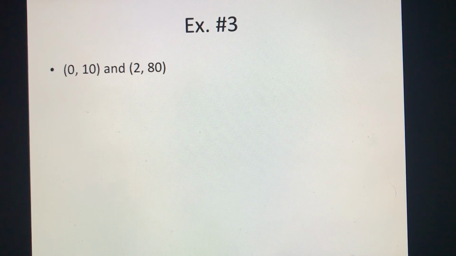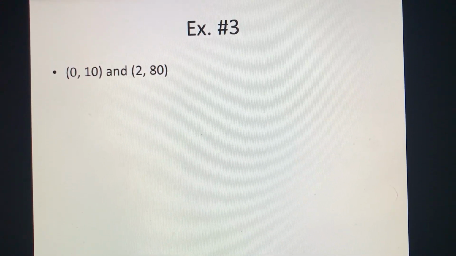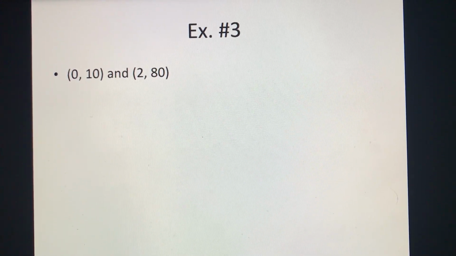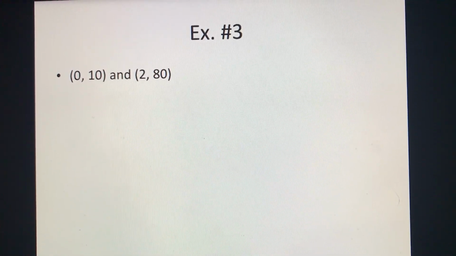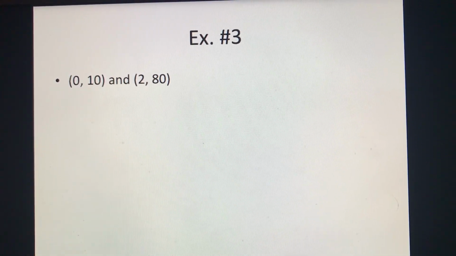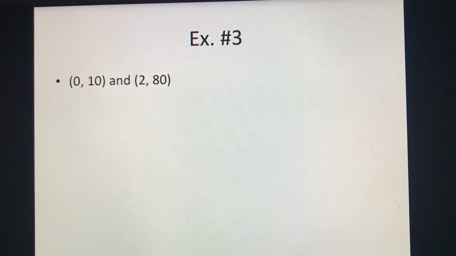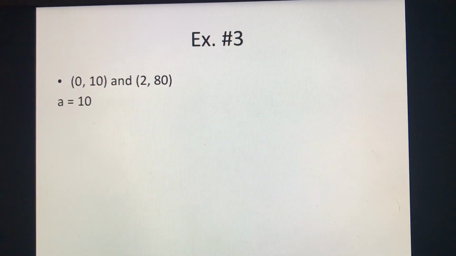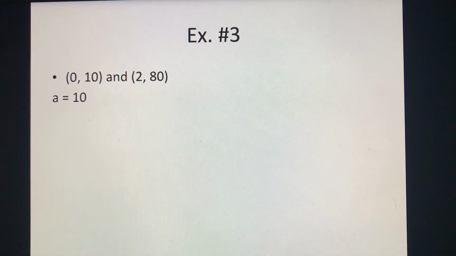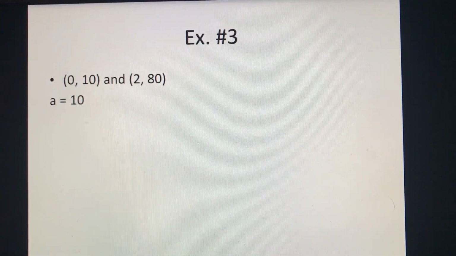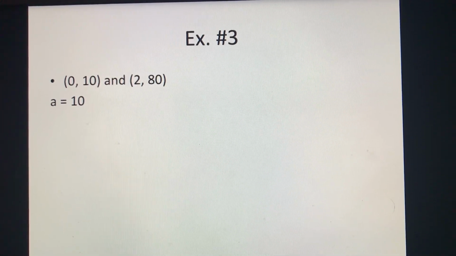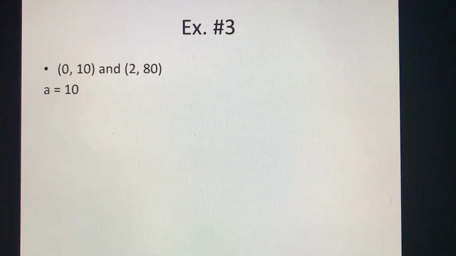You have the points (0, 10) and (2, 80). As we can see, there is an initial value, a y-intercept, so we have our value of a. When x equals 0 in this case, y equals 10, which is going to be equal to a. Now, we don't have a table or anything to get b, and we don't have enough information to get this table. So what we're going to do is we're going to substitute.